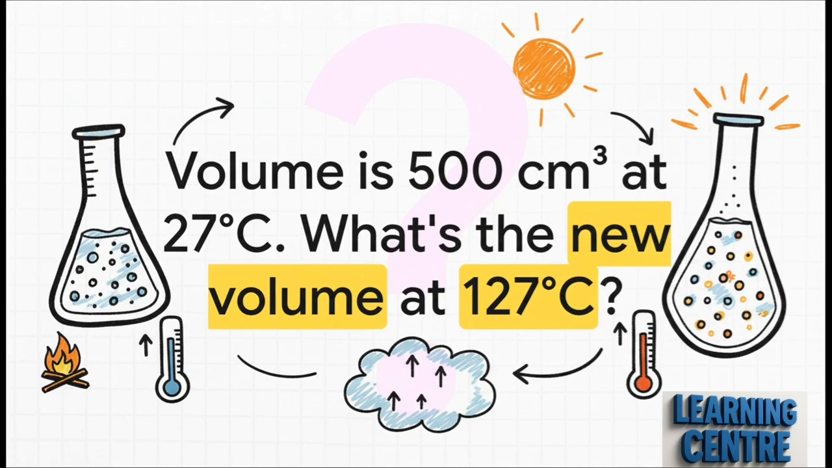So let's try another quick problem. Say you have a gas with a volume of 500 cubic centimeters and it's at a pretty normal 27 degrees Celsius. What happens to its volume if we crank the heat up to 127 degrees Celsius? We know it's going to get bigger, but by how much exactly? Well, first you got to convert to Kelvin, right? So that's 300 Kelvin and 400 Kelvin. The volume increases proportionally, so the new volume ends up being around 667 cubic centimeters.